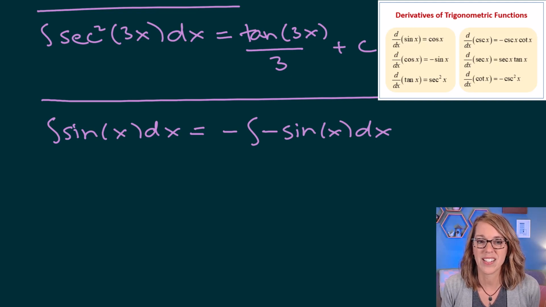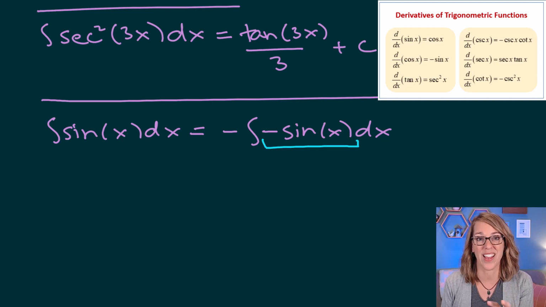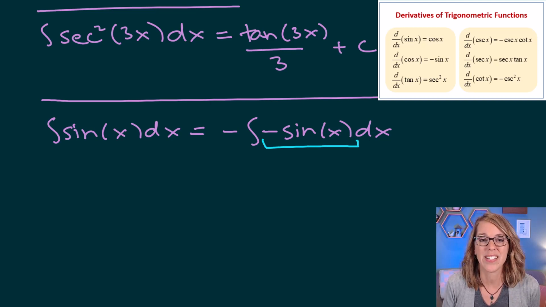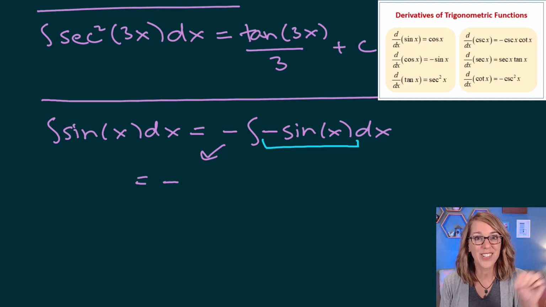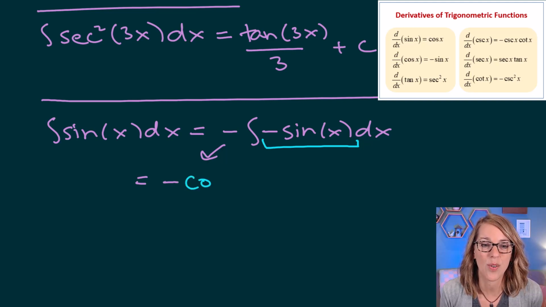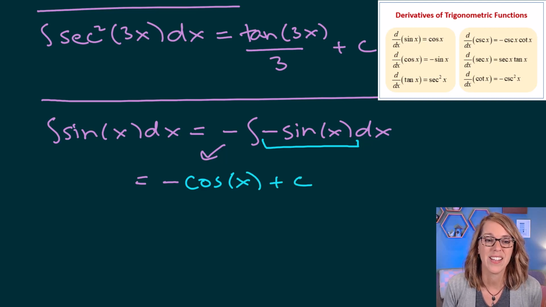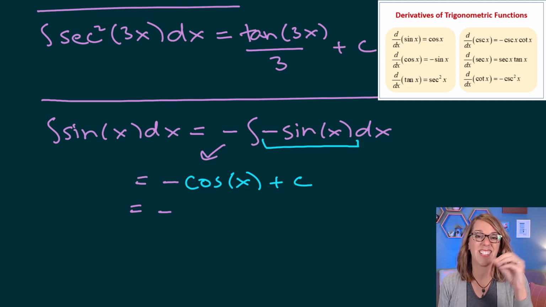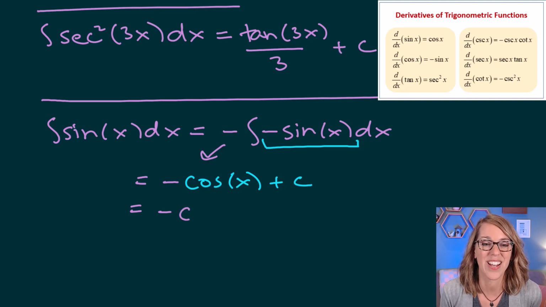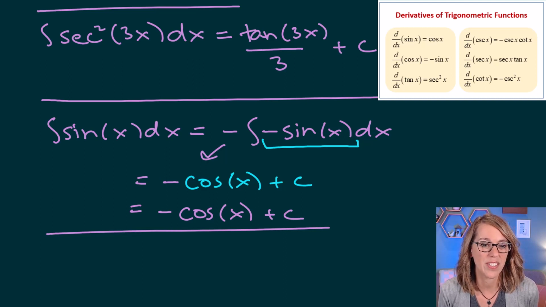Once I've done this, I can recognize negative sine x as cosine's derivative. So I end up with my negative sign. And what I've got there underlined in blue is the cosine of x. And then, of course, I've got my plus c. So really what you want to memorize here is that the integral of sine is negative cosine. So negative cosine x plus c. See if you can do this next one.